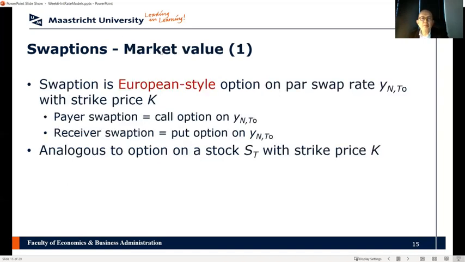So how do I compute the market value of a swaption? A swaption is a European style option on the par swap rate with option exercise date time t0. And as I said earlier, a payer swaption is like a call option on the par swap rate, and the receiver swaption is like a put option on the par swap rate. Hopefully you see the analogy with an option on a stock with a strike price K.